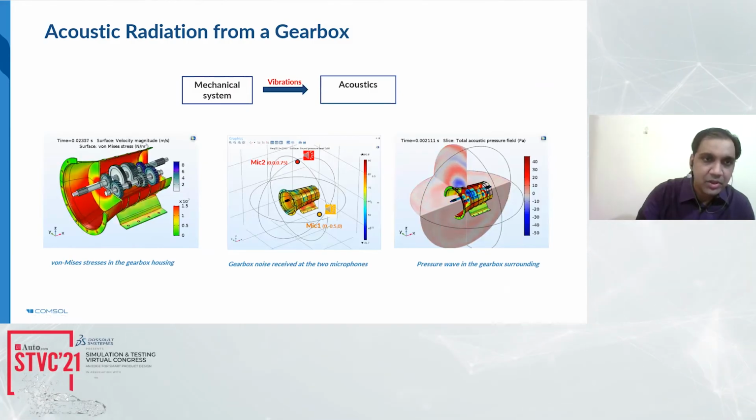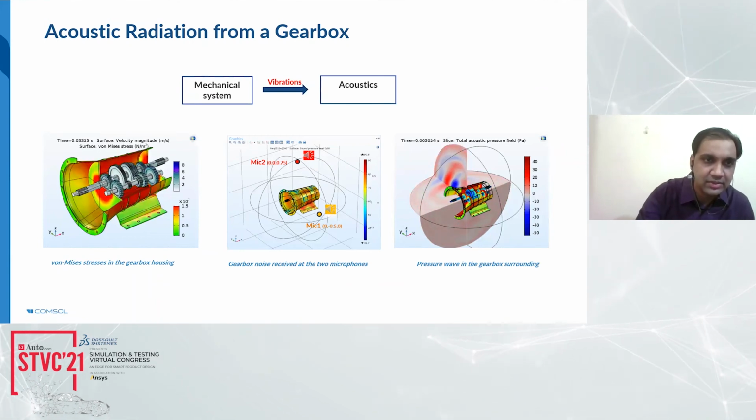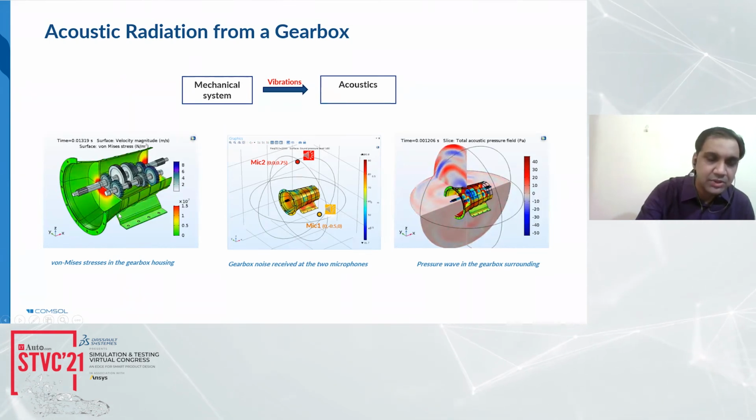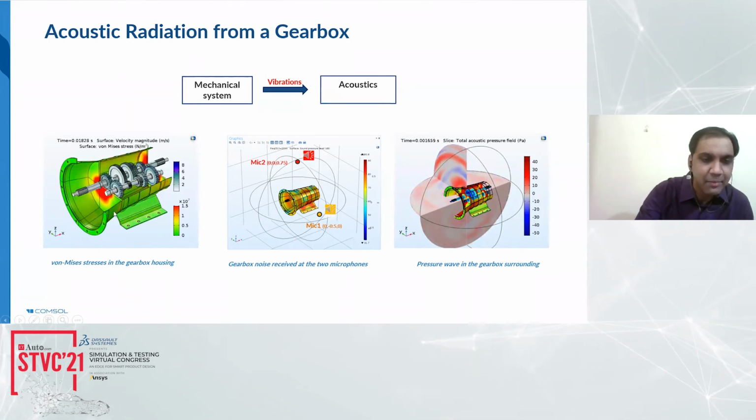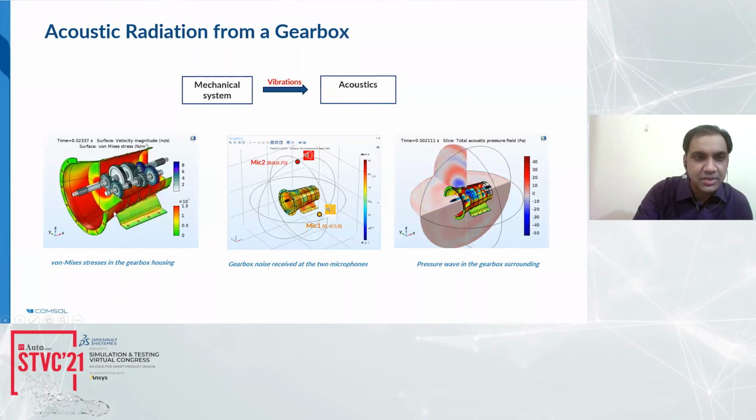Next is the NVH modeling. Let's start with the gearbox noise. This gearbox model is a detailed model of a five-speed synchromesh gearbox, where first a multibody dynamics analysis is performed of all the gears. Once the dynamics is computed, you can find the vibration levels in the housing, and then this housing emits the noise in the surrounding.